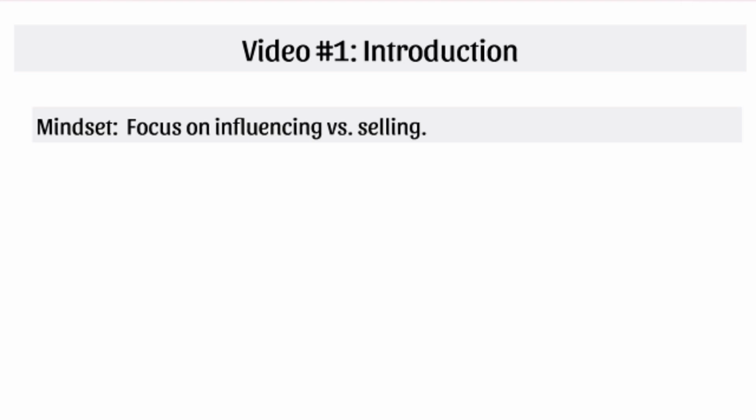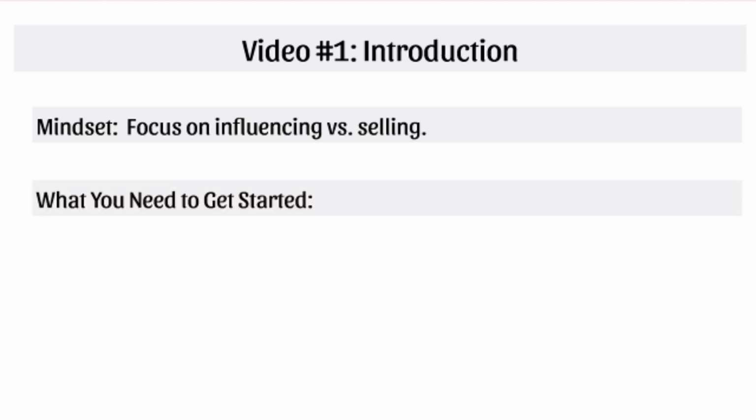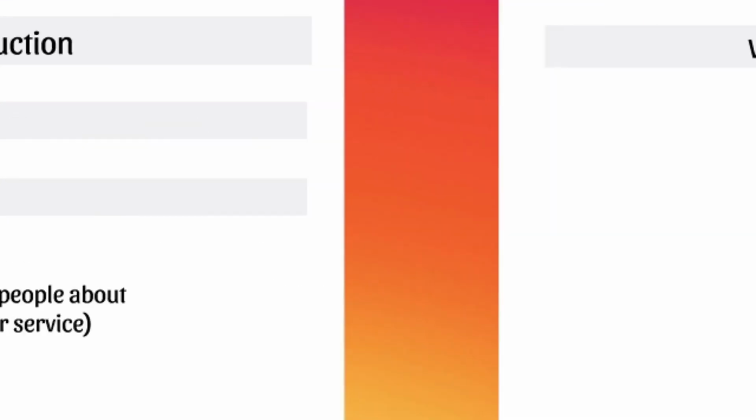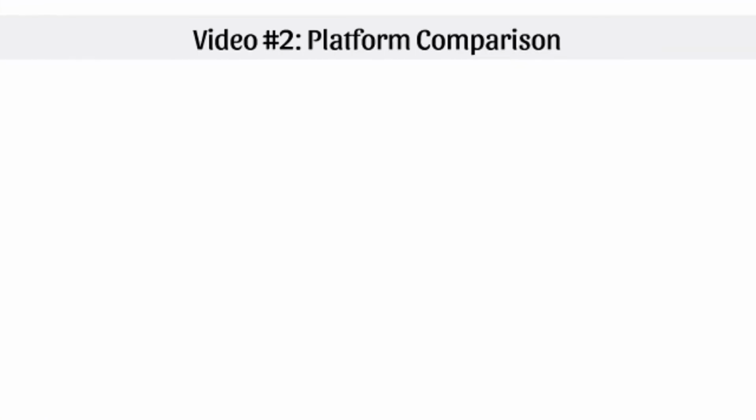That's what Instagram is all about and how that's different. And we'll talk more about the differences in the next video. But here's what you need to get started, which is pretty self-explanatory. You're going to need, number 1, an Instagram account. And of course, you'll need an idea of what you will be influencing people about, which indirectly will sell your product and service. But it'll make more sense as I go through the course. All right, so with that said, let me jump on over to video number 2.